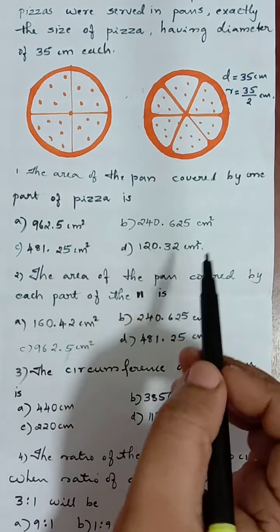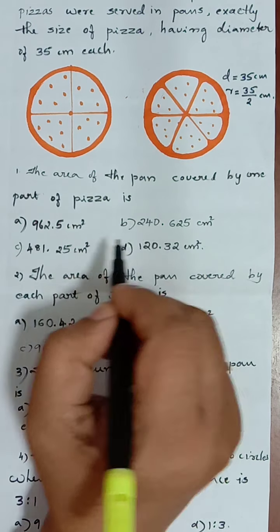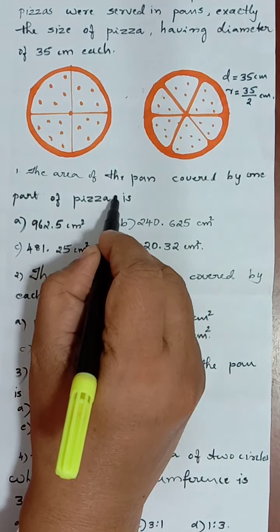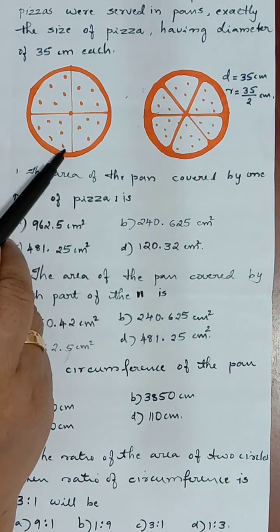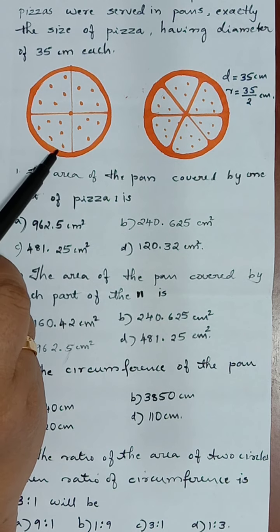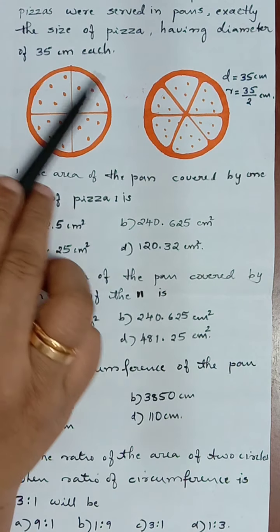That is one part of the pizza in 1. Pizza 1, let us take. Okay, for pizza 1, what is the area of one part? How do we find out? It is 1/4 of the circle.